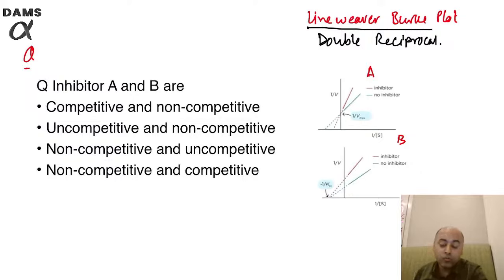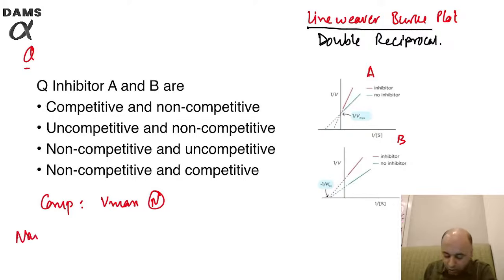Now, I'm sure all of you know that on this plot we have to look at the intercept on the y-axis and the intercept on the x-axis. The intercept on the y-axis is 1 upon Vmax, and the intercept on the x-axis is minus 1 upon Km. To interpret these graphs, you have to remember two important points. In competitive inhibition, the Vmax is normal. In non-competitive inhibition, the Km is normal.